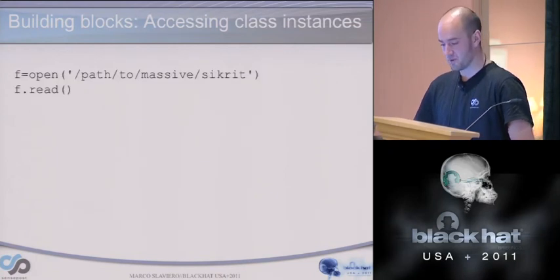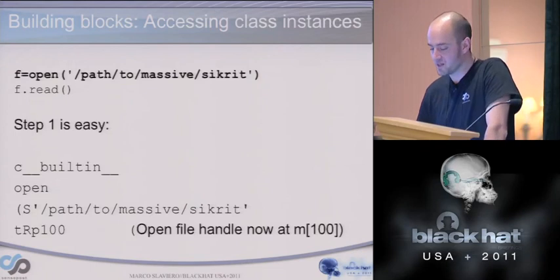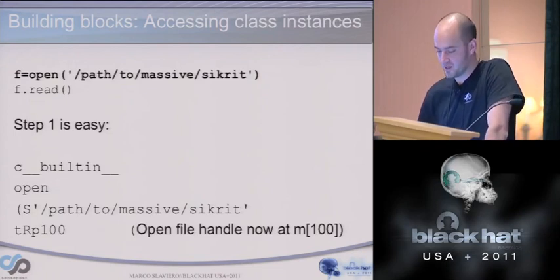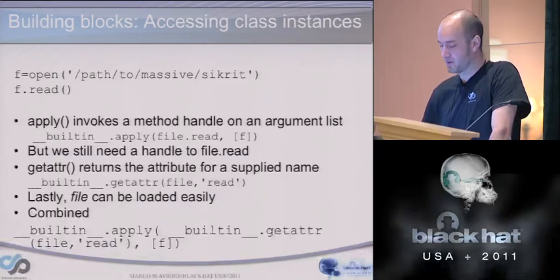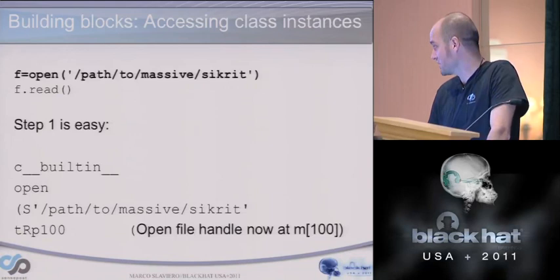So we have these two statements that we're trying to reproduce in Pickle. As I said, the first one is easy. We can create an open file object just by calling builtin.open. What that sequence of Pickle opcodes does is save that open file object into the memo.